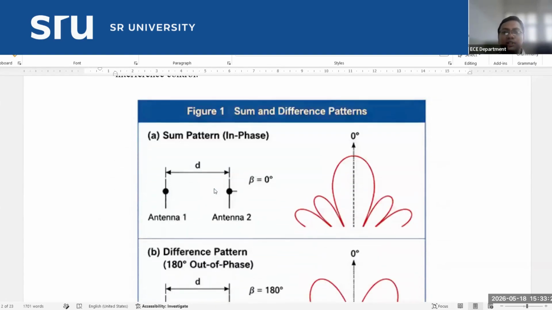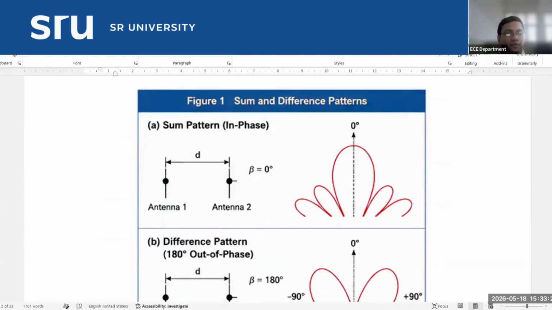So, in this figure, if you can see, this is one antenna, this is another antenna. Now these antennas are separated by a distance d. Two identical antenna elements are separated by distance d. It is very important that these antenna elements must be identical.